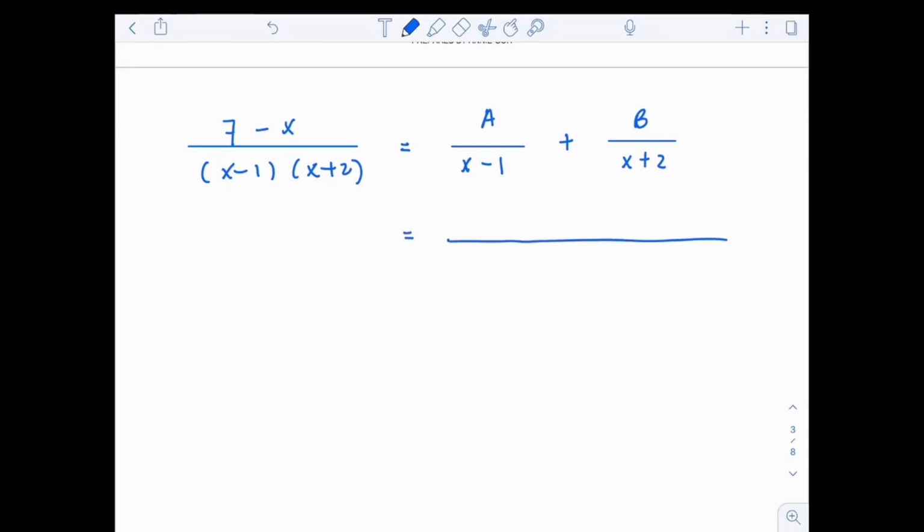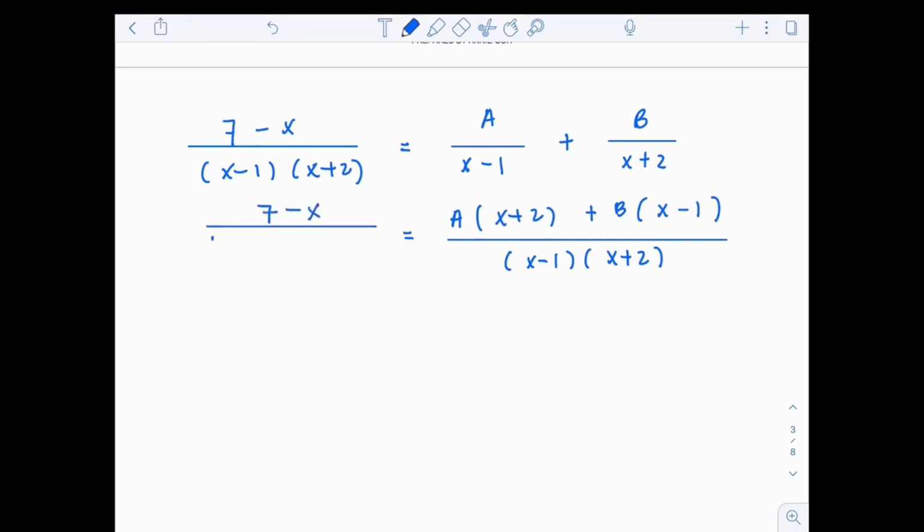So the steps are very simple. You just need to combine them into one single fraction. So the upper part, a, you just need to multiply with x plus 2. For the b, you multiply with x minus 1. Then you compare it with the left hand side. Alright, so you notice that the denominators are the same, so we can cancel both. Then form a new equation. Alright, so during the exam, if you want to save the time, actually you can skip this step.